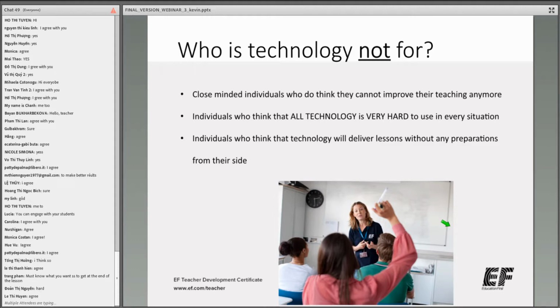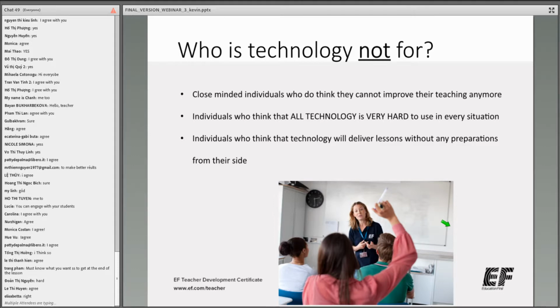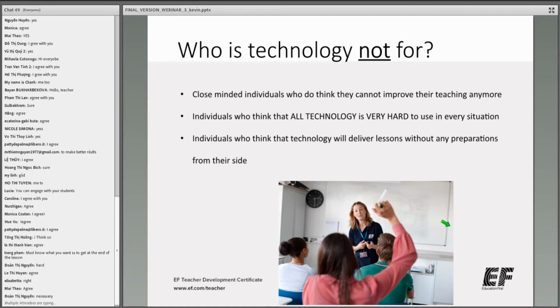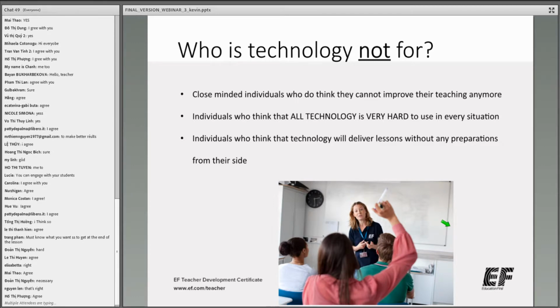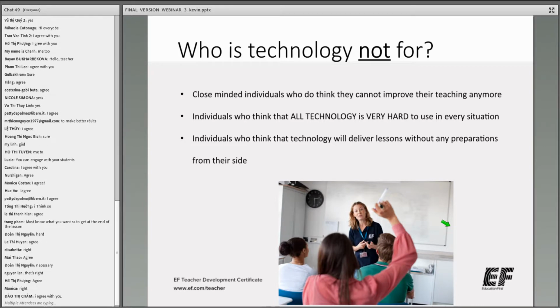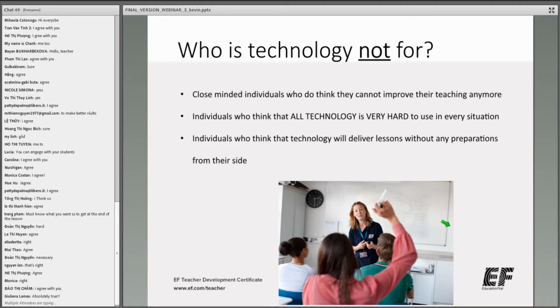As I mentioned before, you still need to have goals and aims that you want to achieve by the end of the lesson. If you just go into class without any of these, technology will be of no use to you or to your students. But for the teacher that has a goal in mind, technology will help you to get there faster and better.